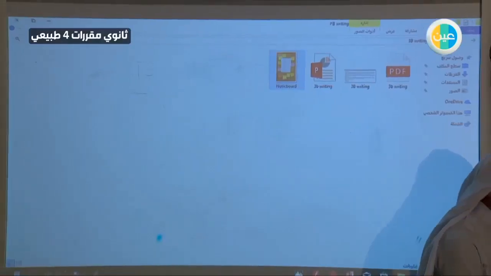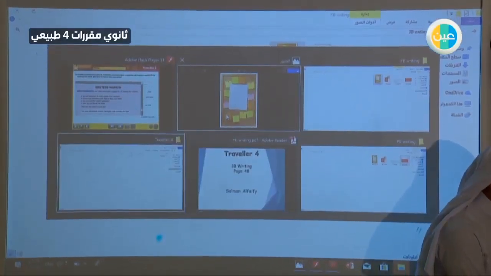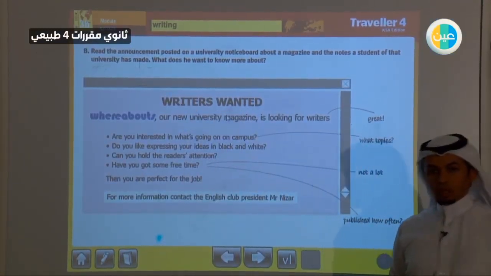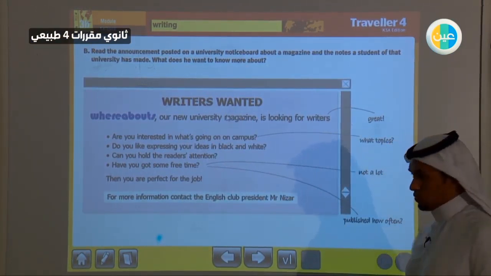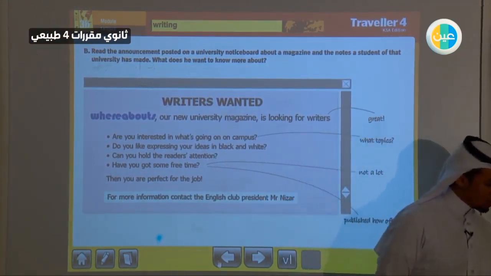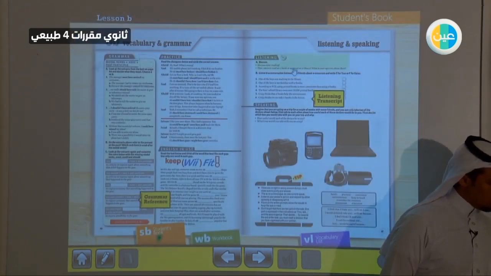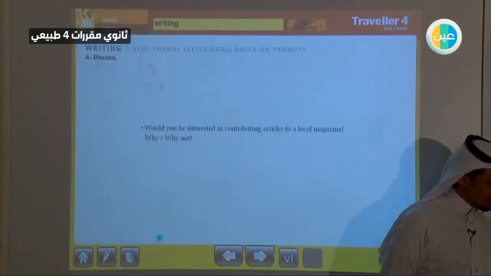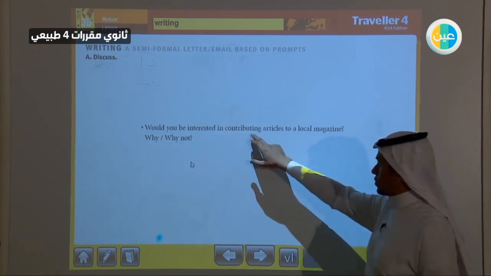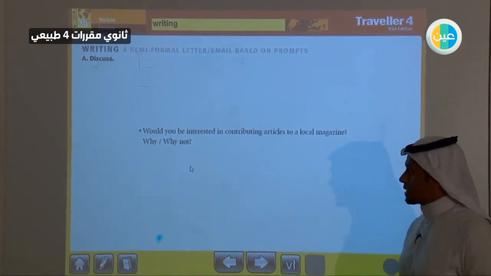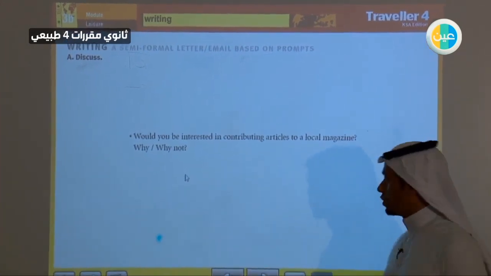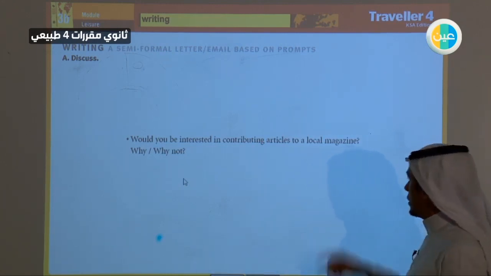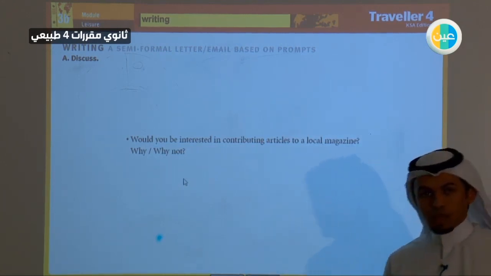The last notice on the notice board was about writers wanted. Writers wanted. So would you contribute? Would you participate in this one? Would you be interested in contributing articles to a local magazine? Would you like to participate with articles in written form to a local magazine? Would you like to do that?